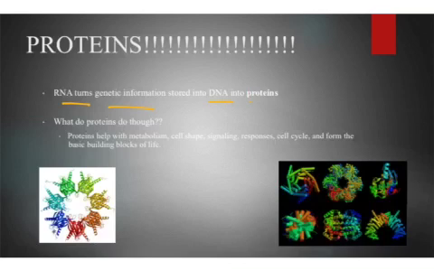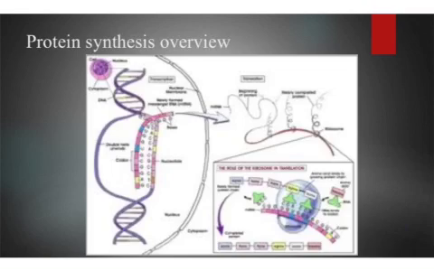And proteins, they're going to do so many different things. They help with metabolism, cell shape, signaling, responses, cell cycle, and they form the building blocks of life. Now remember, we talked about how there are thousands of amino acids that make up one protein. That's very important to remember because all of our models that we do are only going to show maybe like 10 or 15 amino acids to make up a protein, but it really takes thousands.